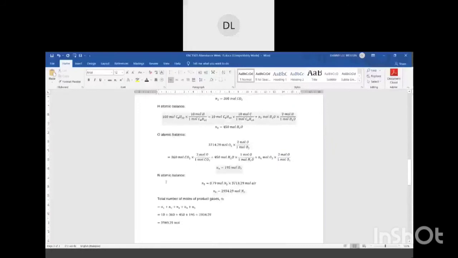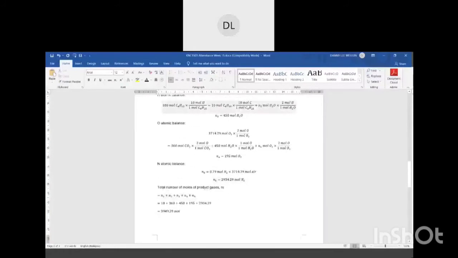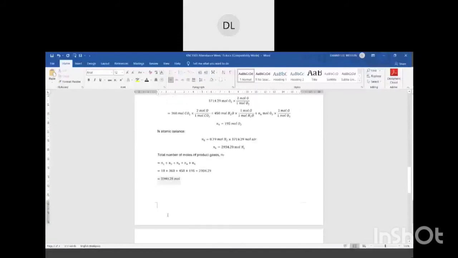And for the N atomic balance, which is nitrogen, N5, we just times 0.79 moles N2 with 3714.29 mole air, and you will get your answer, which is 2934.29 moles nitrogen. So the total number of moles of product gases, which is NT, is N1 plus N2 plus N3 plus N4 plus N5. So you get the total of 3949.29 moles.